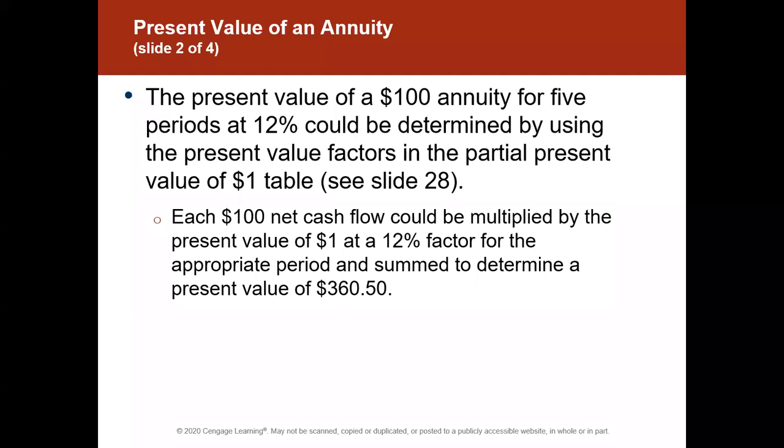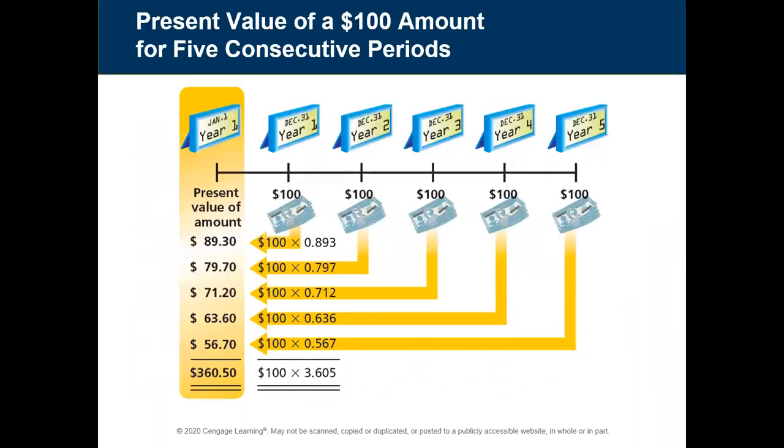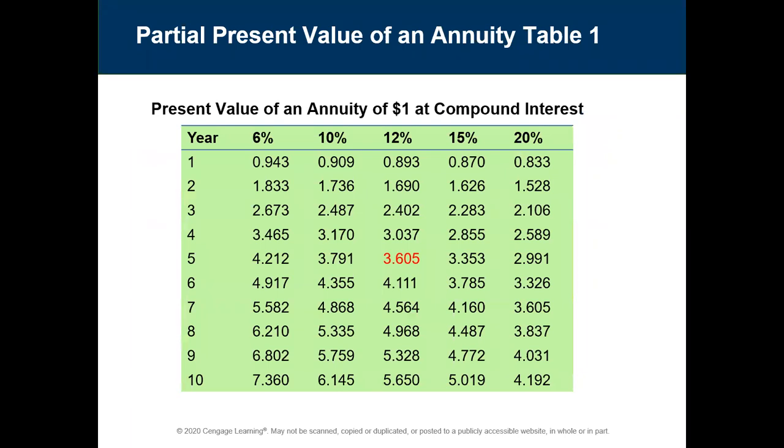So the present value of a $100 annuity for 5 periods at 12% could be determined by using the present value factors and the present value of $1 table, but that's some crazy stuff. Or we can use a present value of an annuity table. So you could say, okay, in the first year it's that much, in the second year it's that much, and we could add it all up and that would tell us. Or there's a separate table called the present value of an annuity of $1. And again, you'd say that one was 5 years, so 12%, 5 years.